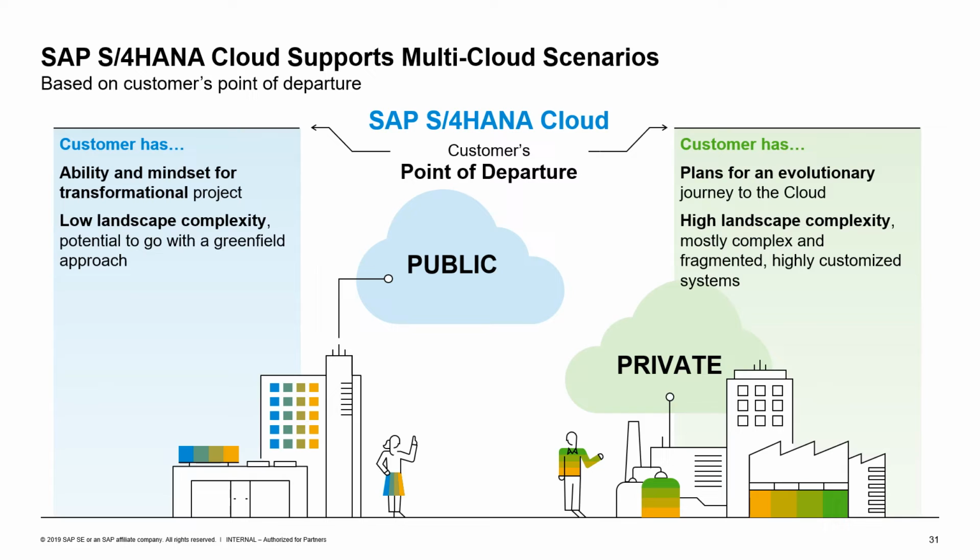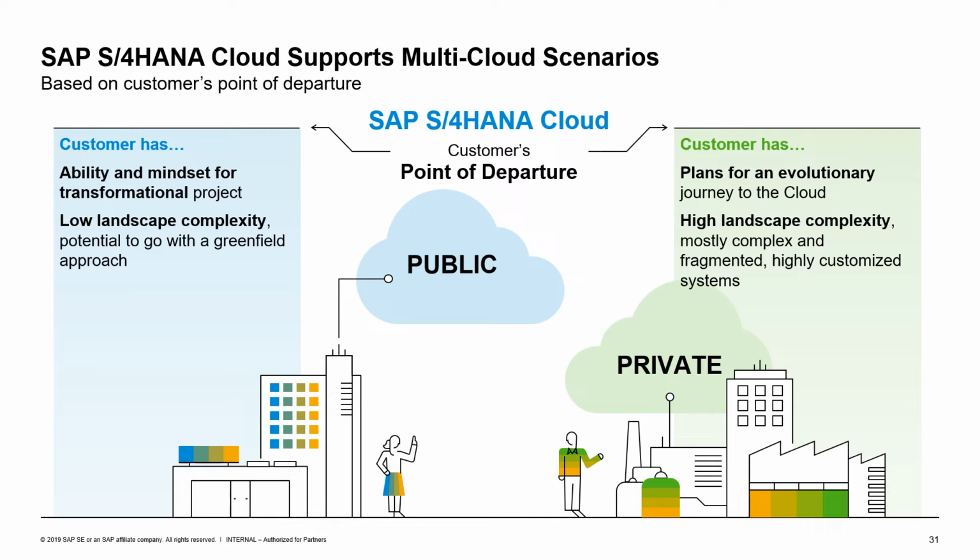Now that we've taken a look at the Rise with SAP offer, let's now dig in to the S4HANA Cloud components of that offer. So SAP S4HANA Cloud supports multi-cloud scenarios. Based on your customer's point of departure and their level of complexity, we have a couple of paths that they can take. So you see here in the middle, there's SAP S4HANA Cloud. And then we look at the customer's point of departure.